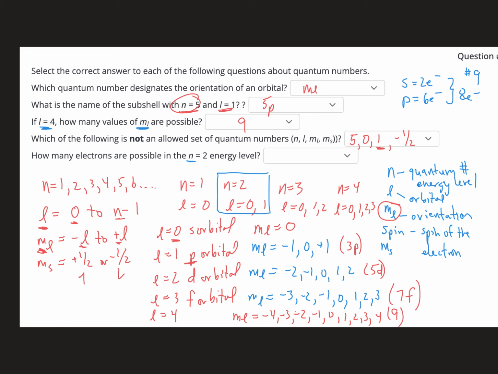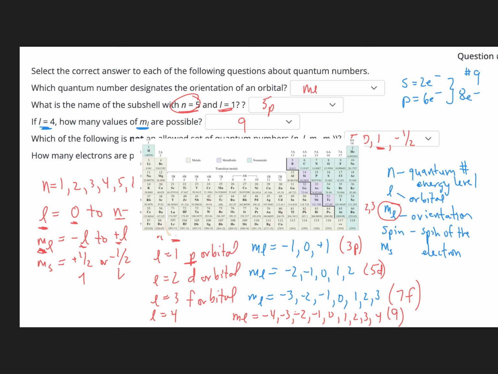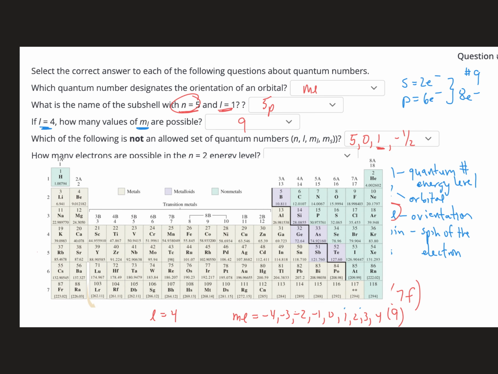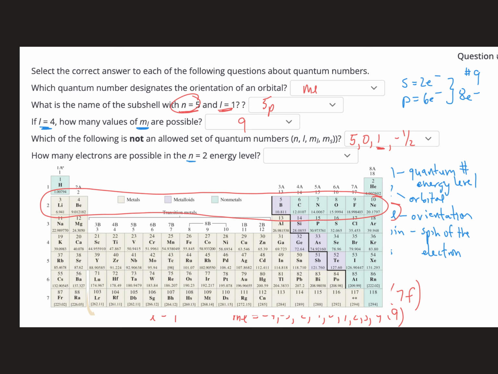We can see all of this information in the periodic table as well. All right, so n equals 2. N equals 2 is this row right here. And we can see at n equals 2, I have 1, 2, 3, 4, 5, 6, 7, 8 electrons in that second quantum row.